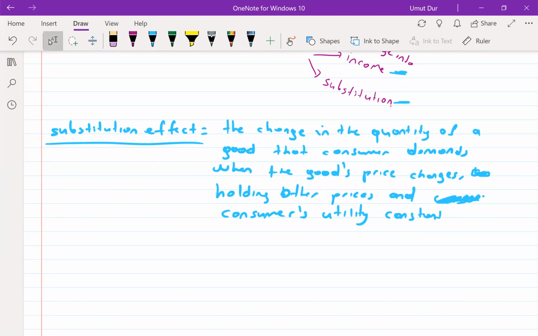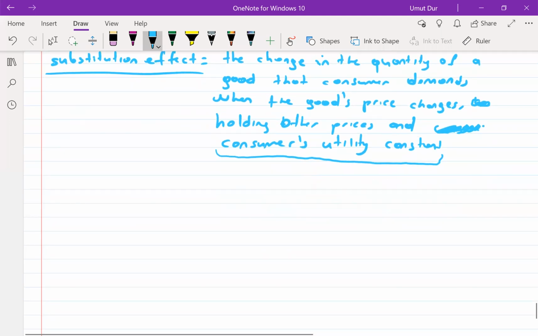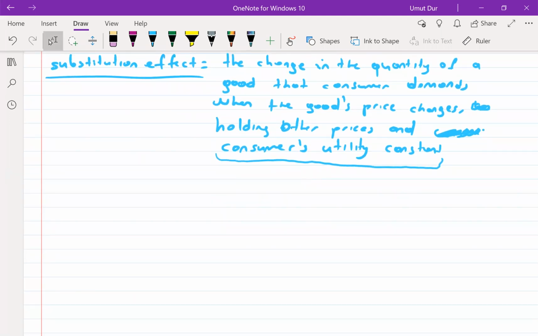So what do we mean here? Okay, so we are looking for the effect of this change in the prices, but what we would like to do is basically keep the consumer's utility constant. So let's try to understand what we mean on the graph. Okay, I will redraw it.